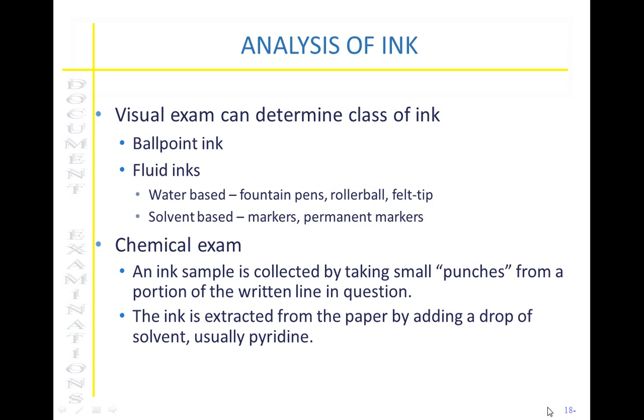But then there's also usually a lot of different chemical exams that are conducted on the ink samples themselves. Initially, small little punches can be taken out of the document so that the majority of the document will stay intact. These are extremely small ink samples that are taken out of the document and then extracted from the paper using a solvent called pyridine.